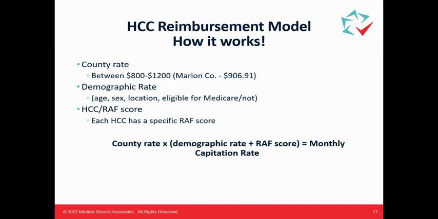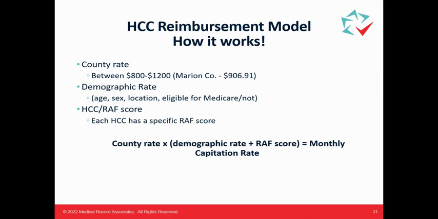They take into account your age, sex, location, and whether you're eligible for Medicare or not. Then they look at the HCC RAF score. Each HCC has what's called a RAF score, risk adjustment factor. Think of it like a DRG weight, how each DRG has its own weight. Each HCC has its own RAF score, so that's part of the calculation as well.